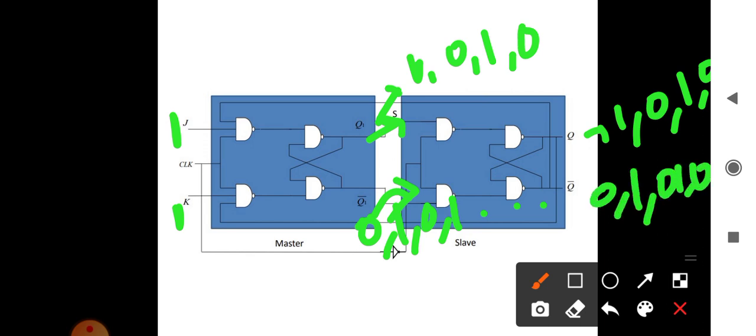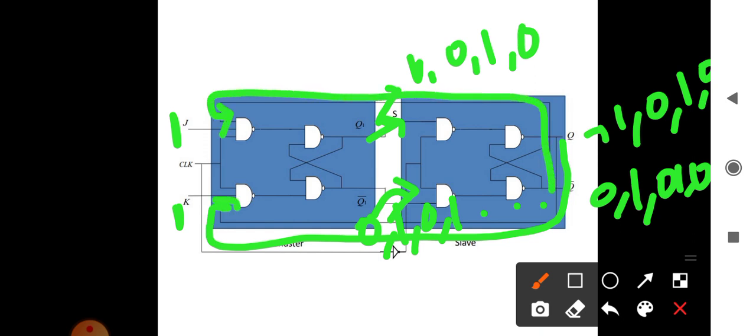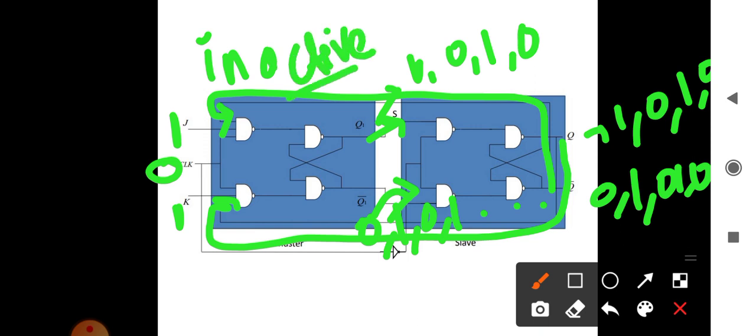But what happens? This feedback is being fed to the input of the master. But as the clock is 0, this master will be inactive. The master will be inactive, so the master will not accept this feedback. Why is the master not accepting this feedback? Because the master is inactive.